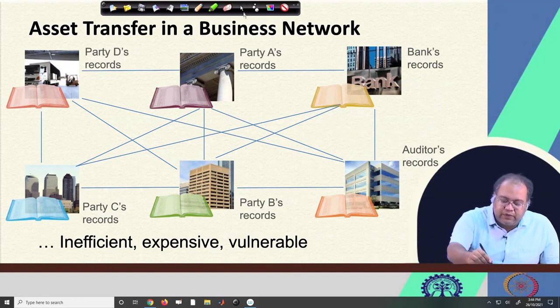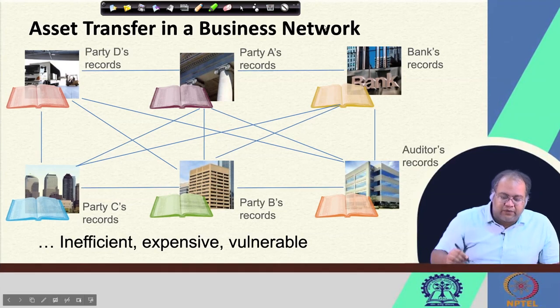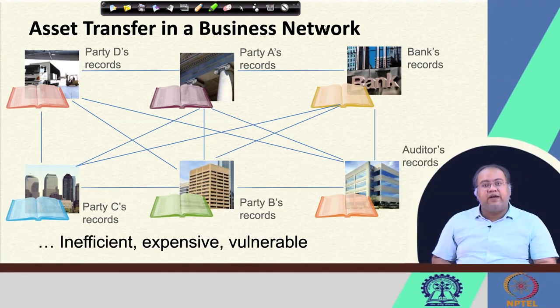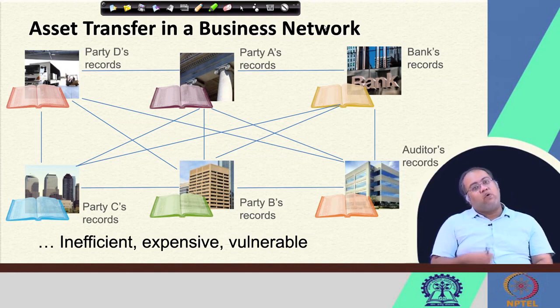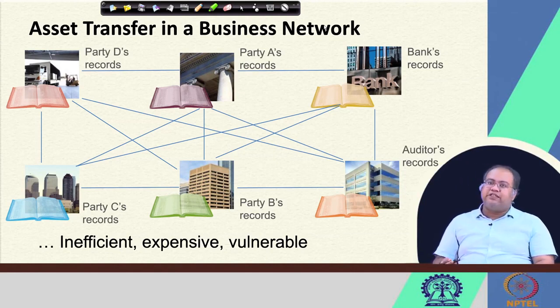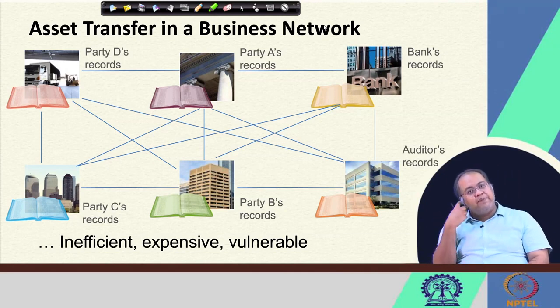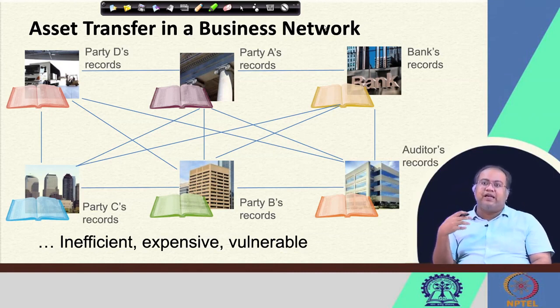If I look into one particular application, that is the asset transfer in a business network. Typically, think of the auditing process: I have multiple different parties, say party A, party B, party C and party D, and each of these parties has their own records. These records are the financial transaction records which are typically maintained by the banks involved with the individual parties, and the auditors need to access the records from the bank, from the individual parties, and then validate them manually for the auditing purpose.